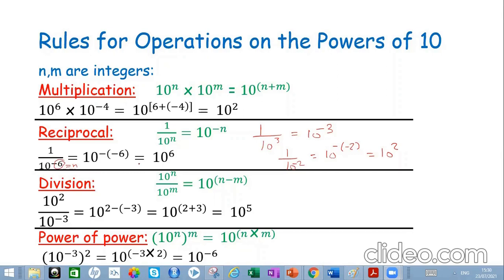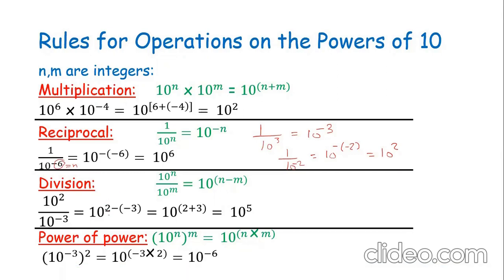we can write it like that, between brackets, better: 10 to the power of 2, which is the power at the numerator, minus minus 3, where minus 3 is the power of the denominator. And this is equal to 10 raised to the power of 2. The opposite of minus 3 is 3, so it's 10 to the power of 2 plus 3, which is 10 to the power of 5.